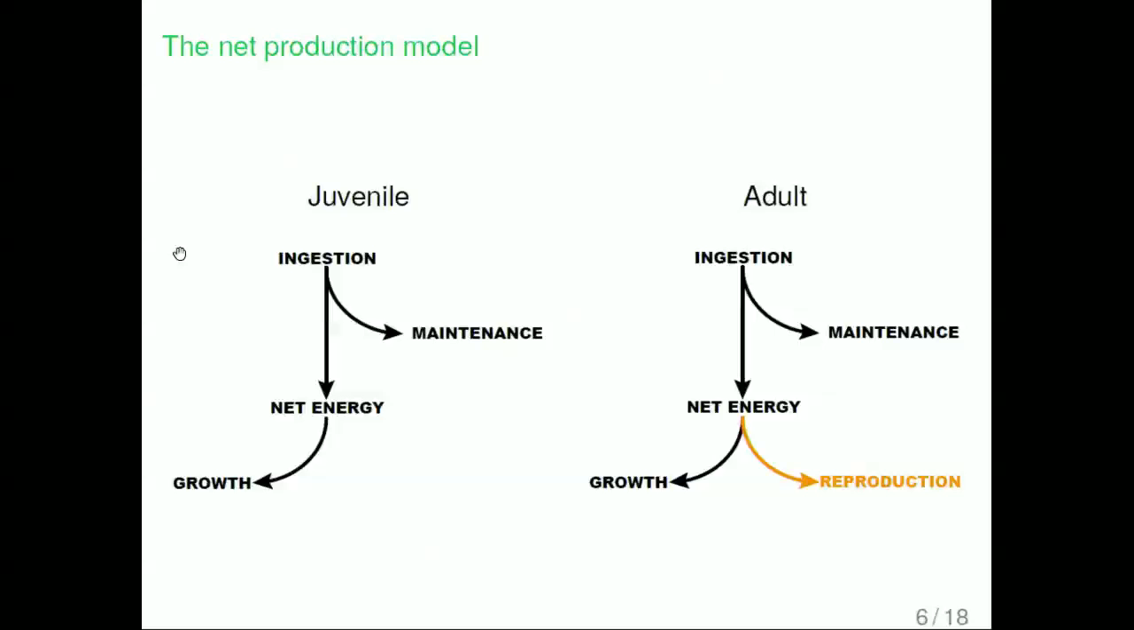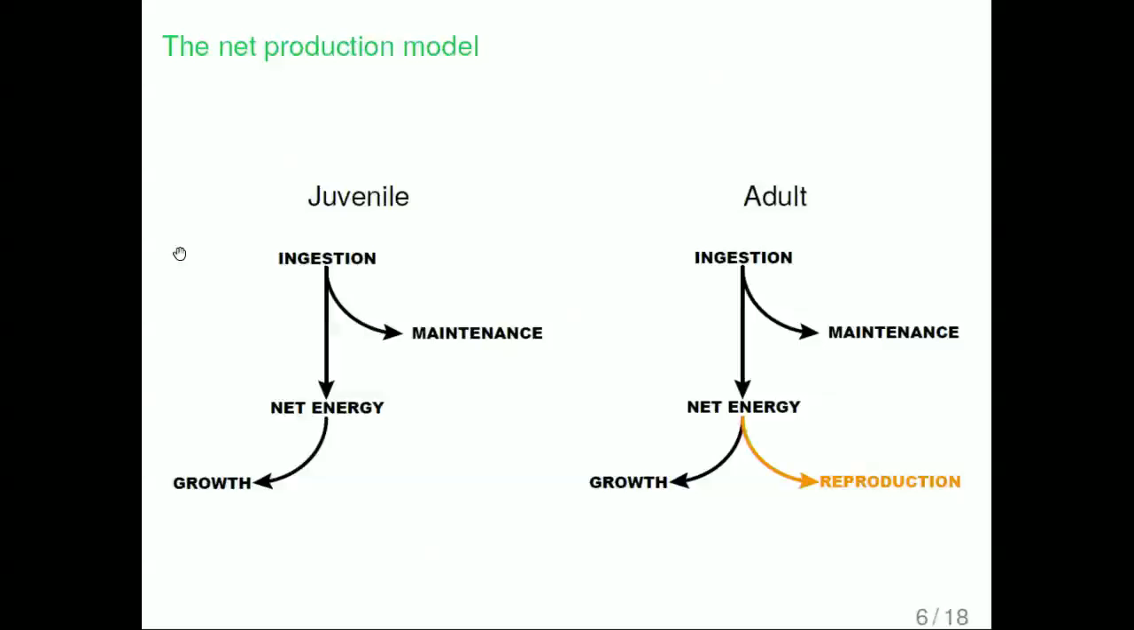I use a net production model for my individual, which is a bioenergetic model. They ingest some energy from the environment. They will use this energy first to pay any maintenance costs, and the remaining energy will be used only for growth in the juvenile stage and for growth and reproduction in the adult stage.